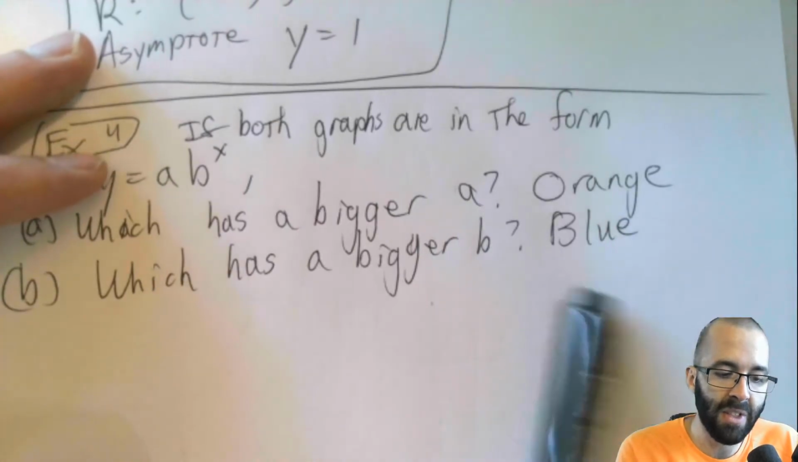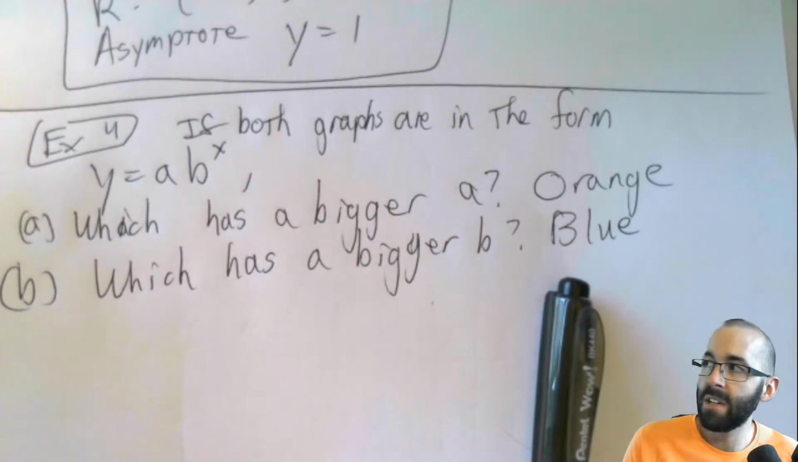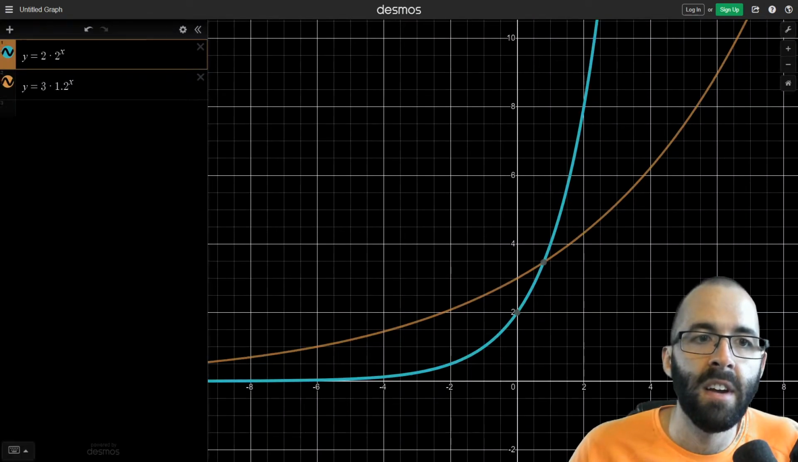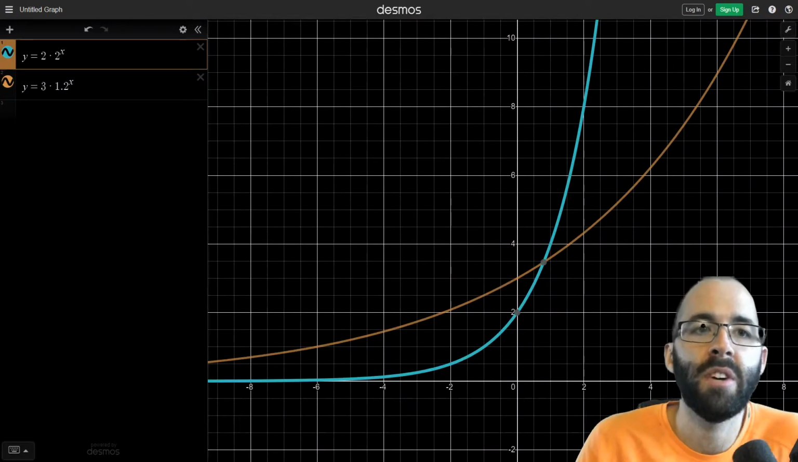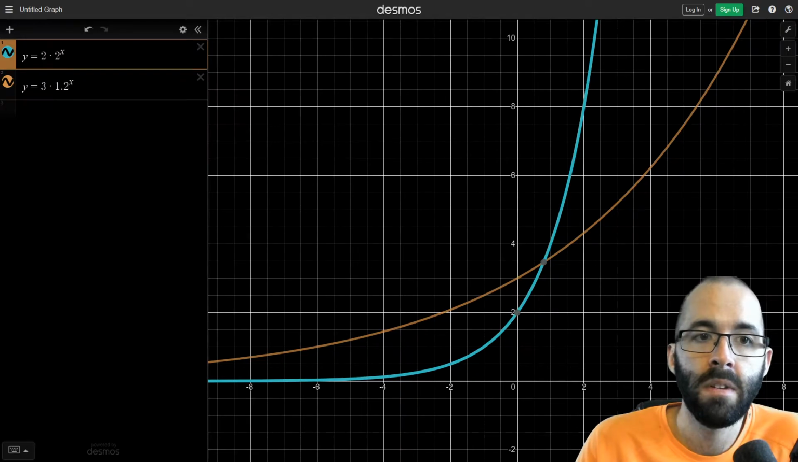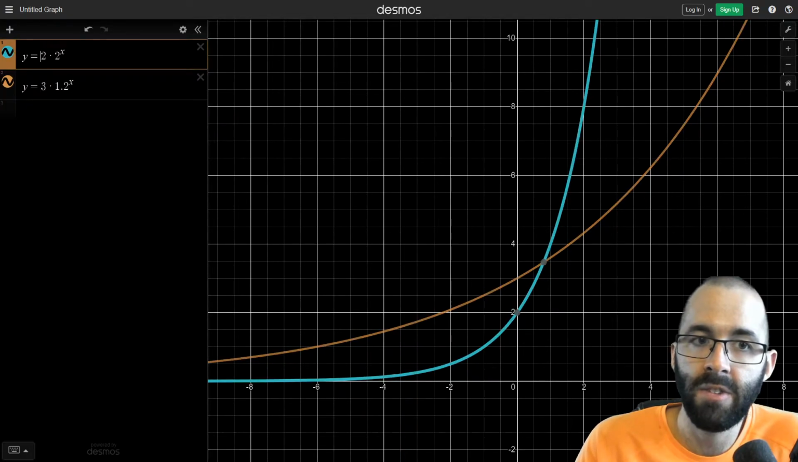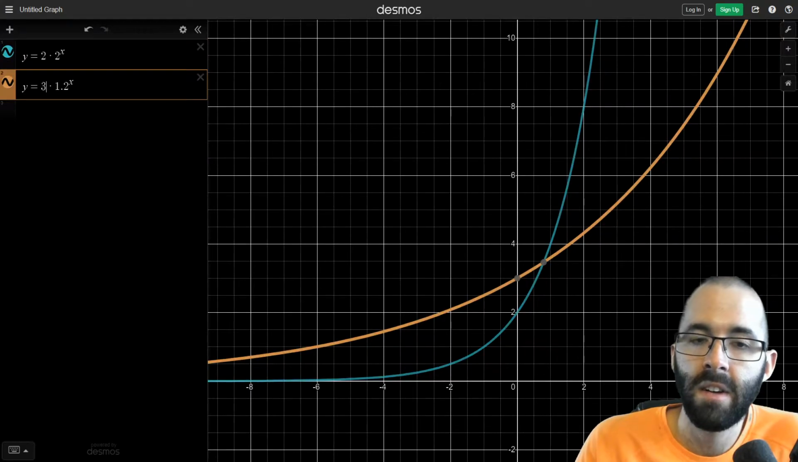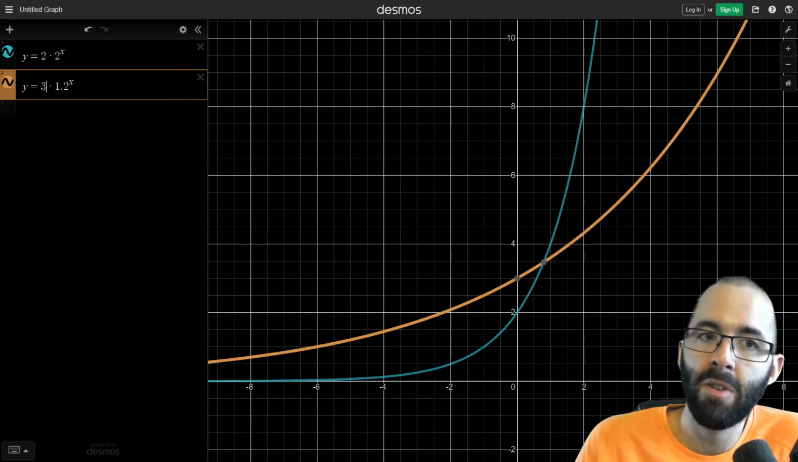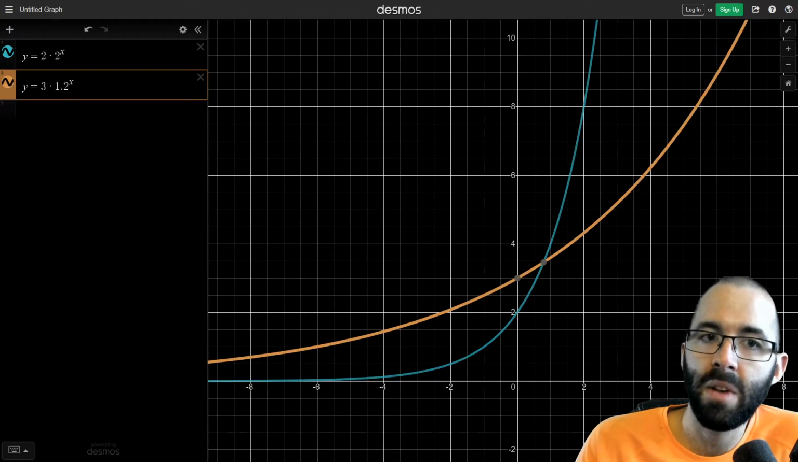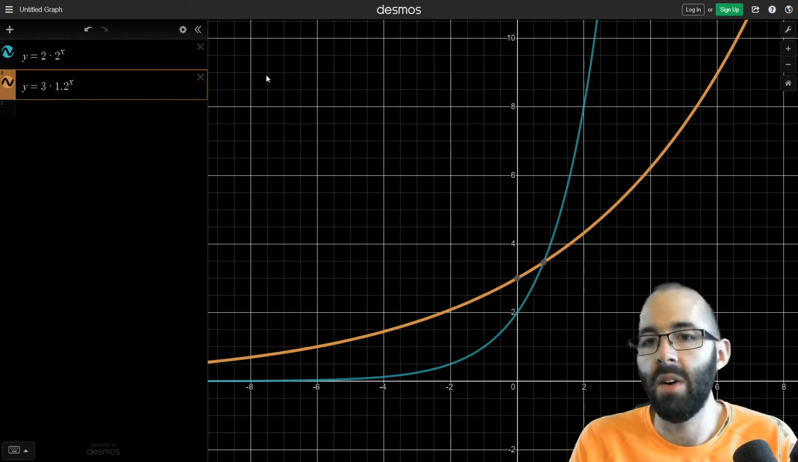All right, so that's what we think the answers are. Orange has a bigger starting value, blue has a bigger growth rate. Let's check our answers. These are the two exponential functions. So again, orange has the bigger A. A is 3, A is 2. Orange has the bigger A value, but look at the growth rate. Blue has a growth rate of 2, which is bigger than a growth rate of 1.2.